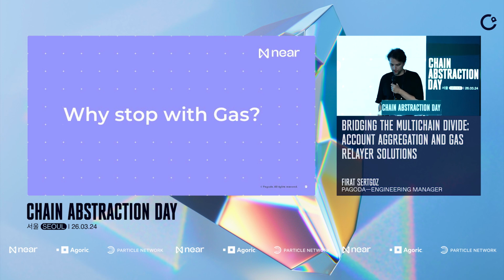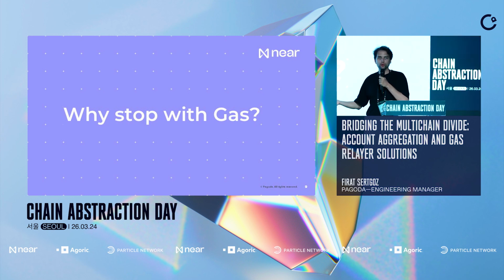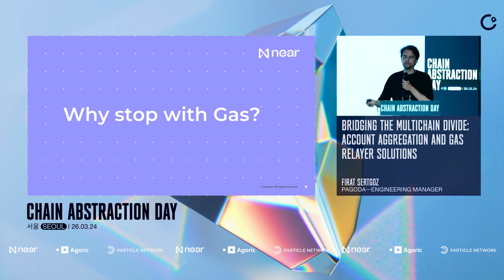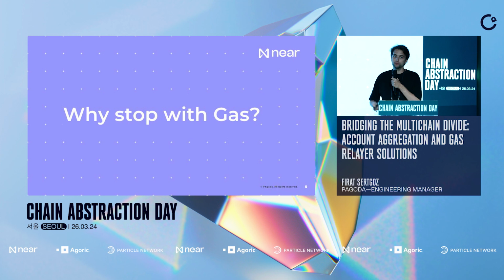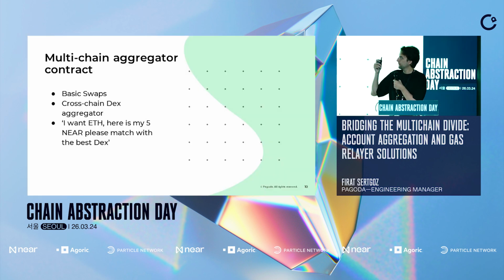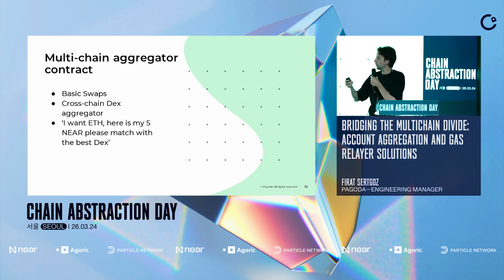So the next stage for this is to say, why stop with gas? Right now we're only supporting funding on the foreign chain for gas. But there's a world where you should be able to say, I want to give you just 5 Near, and I want you to swap me as much as you can. That's what we're going to be working on coming soon. We're going to be working on basic swaps and almost a cross-chain DEX aggregator on Near, where you would go and talk to this contract and say, I have 5 Near, go find me the best DEX, on any chain, that would give me ETH.